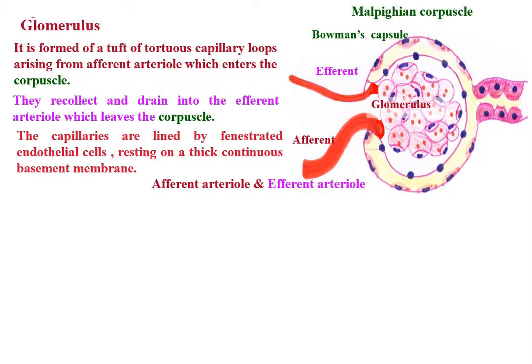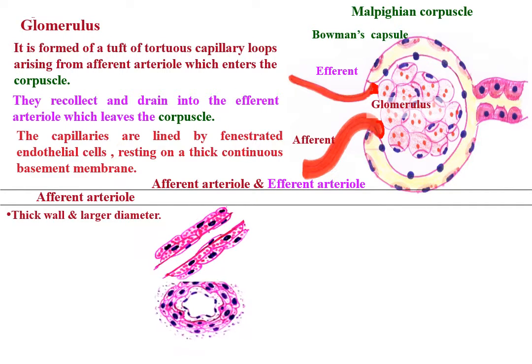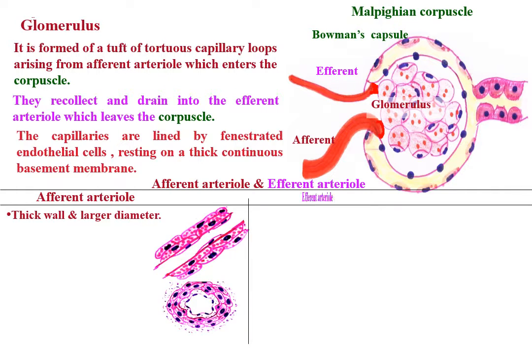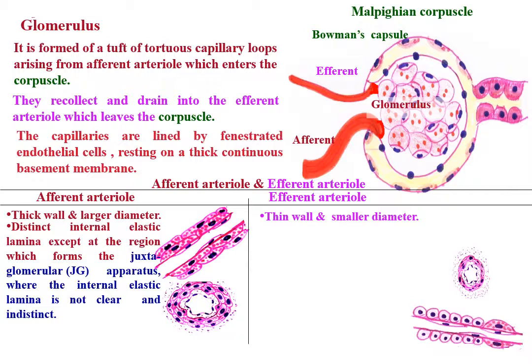Comparison between afferent and efferent arterioles. The afferent arteriole has a thick wall and larger diameter, while the efferent arteriole has a thin wall and smaller diameter. The afferent arteriole has a distinct internal elastic lamina except at the region which forms the juxtaglomerular apparatus, where the internal elastic lamina is not clear and indistinct. The efferent arteriole has an indistinct internal elastic lamina.